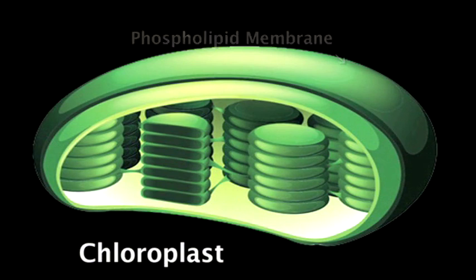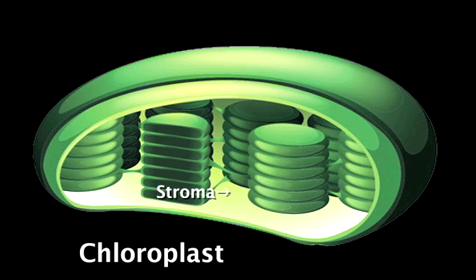Within this outer membrane lies the fluid-filled stroma, where the light-independent reactions of photosynthesis take place. Suspended within the stroma is a collection of disc-like sacs called thylakoids, where the chlorophyll molecules are located and where the light reactions of photosynthesis take place. Thylakoids consist of a membrane and a liquid-filled interior called a lumen. In most cases, the thylakoids are arranged in stacks called grana.